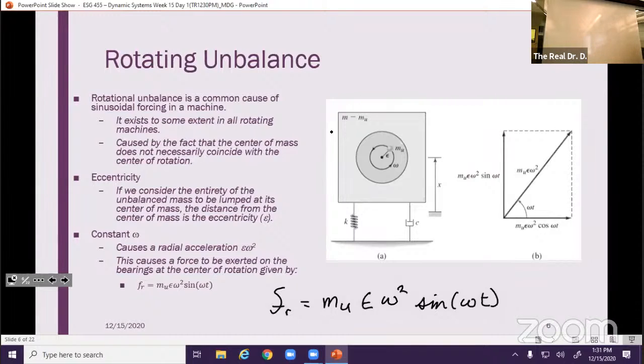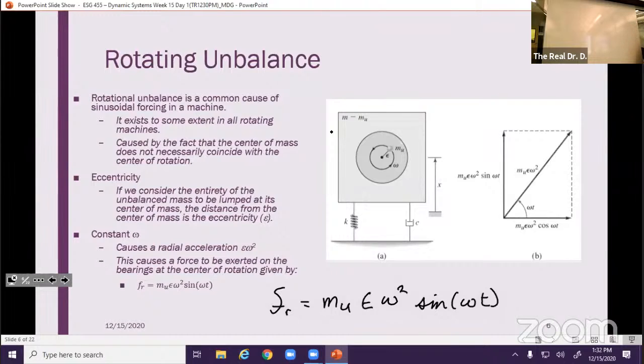Okay. It also increases if the eccentricity increases. So the more I get away from the center, the bigger the effect. But what's really driving the bus is the angular velocity. Small changes in angular velocity equate to very large changes in the amount of force that is seen at the bearing.